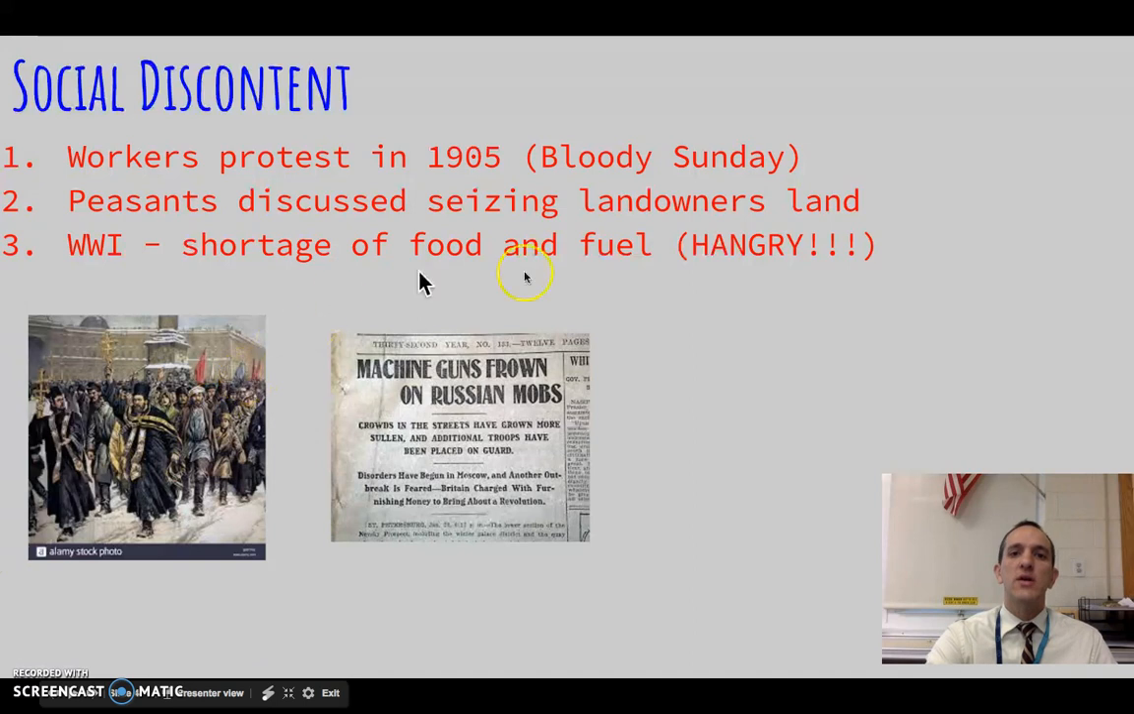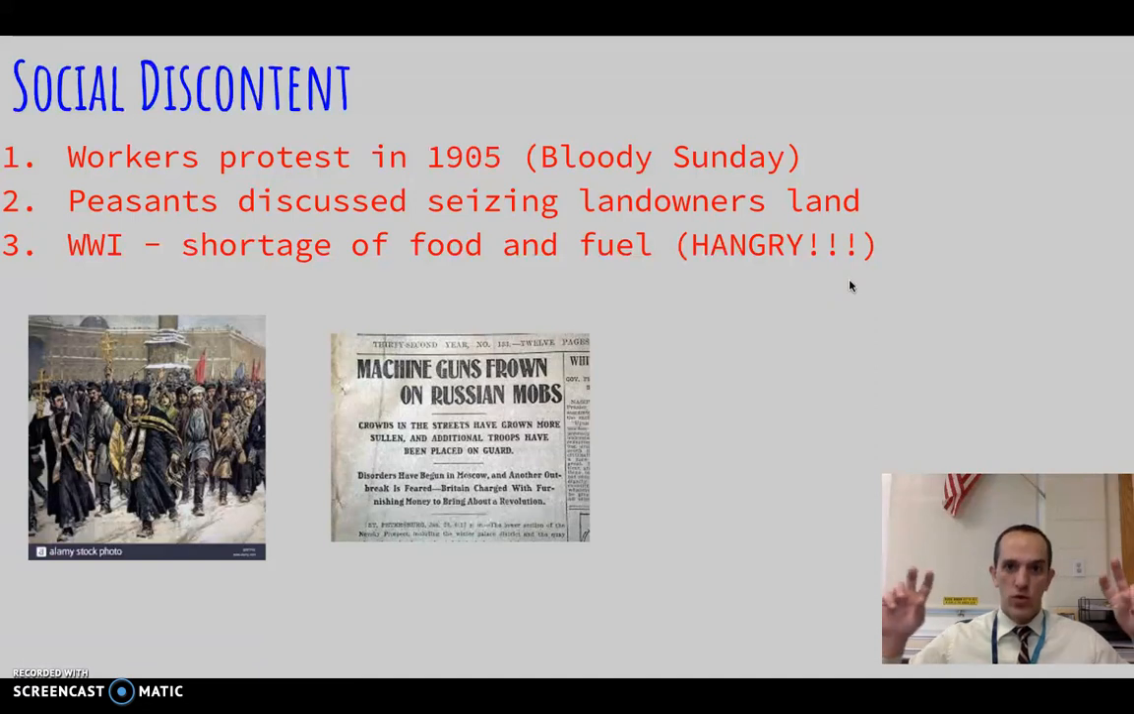So workers protest. Also, peasants are starting to discuss seizing landowners' land. Even though serfs were quote-unquote freed, they still are bound by a lot of their obligations from serfdom, meaning that they can't travel, they don't have access to their own land, they aren't just suddenly given land, so they still are really at the mercy of their old landlords. They still need to follow what their old landlords are requiring of them because they don't have their own land. So a lot of peasants are starting to talk about seizing their own land.